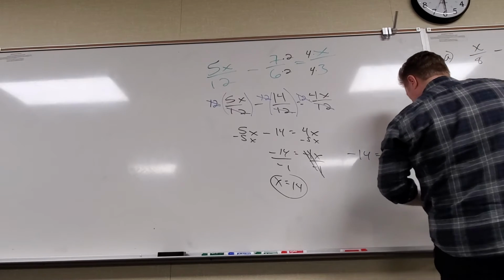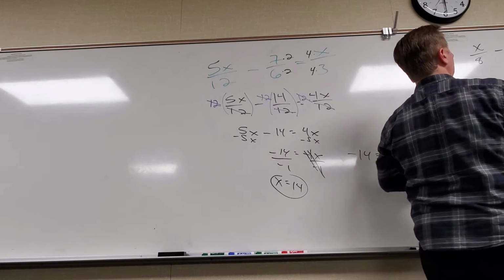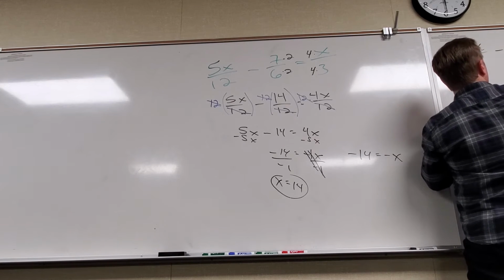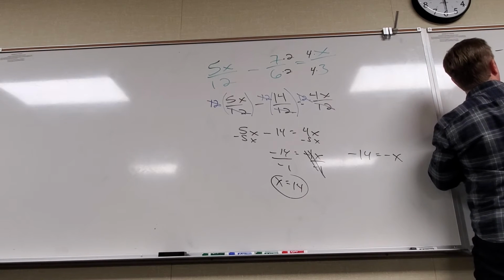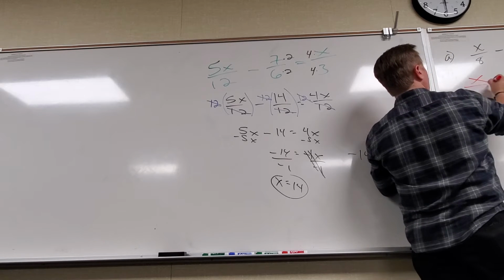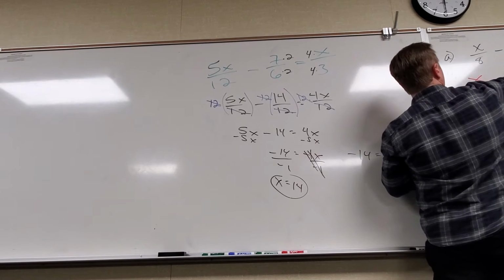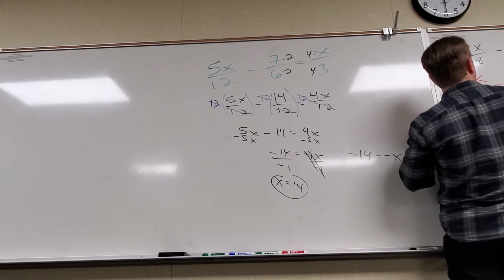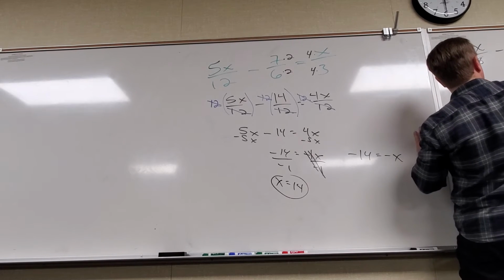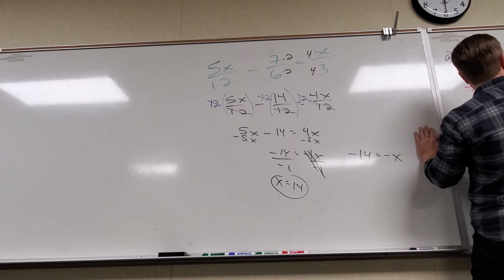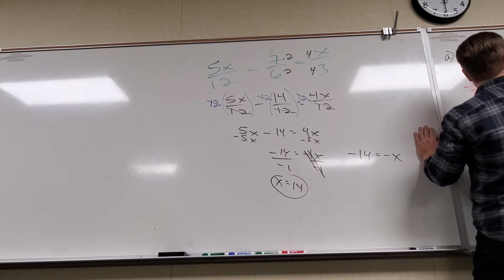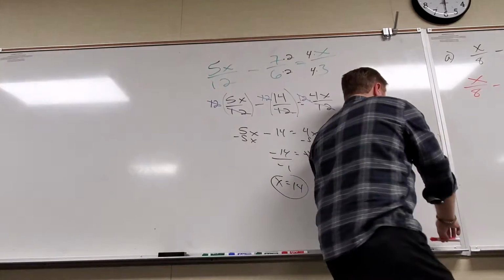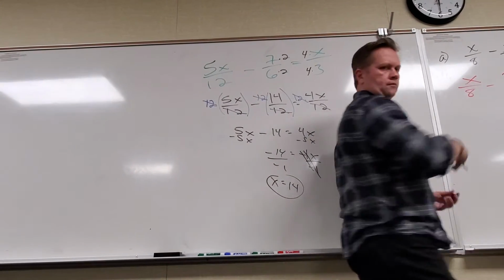So what's the LCD? 8. So he needs a whole 8. He needs a 2. So we get x over 8 minus 24 over 8 equals 6 over 8, and now I can multiply by 8.